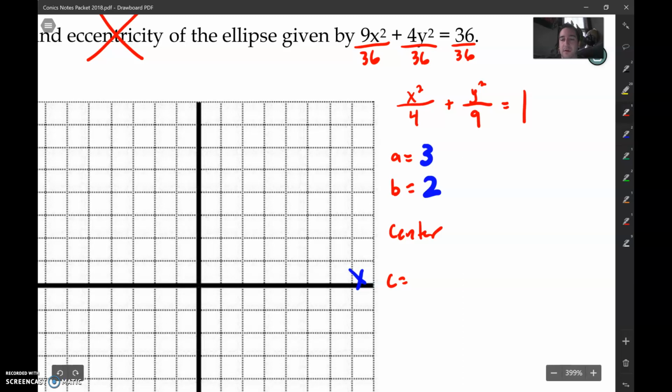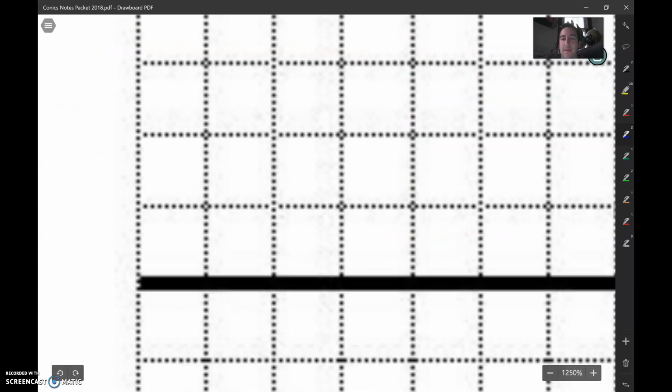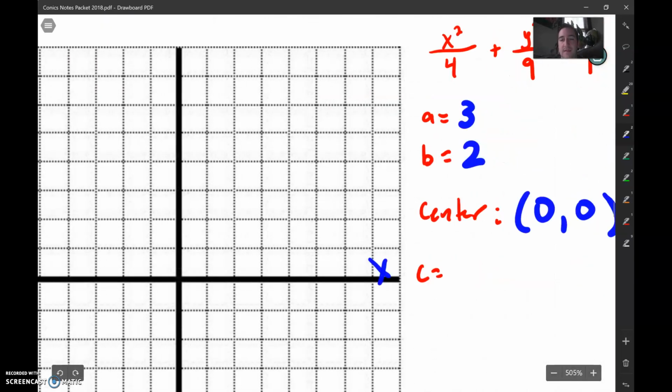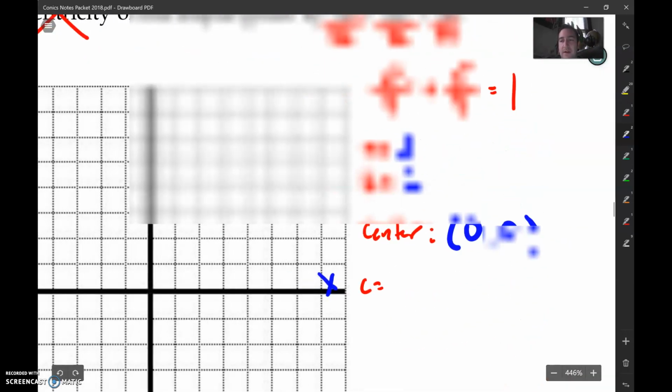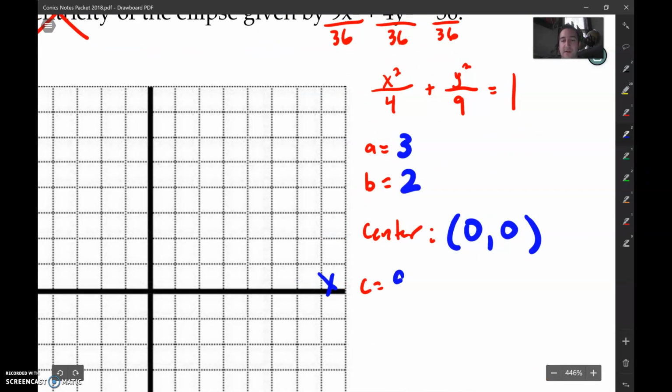My center, there's no H or K, so my center must be on the origin, 0, 0. It's nice when that happens. And then I need to find my C value. The C value, this is where it's a little just memorization. You use this: C squared is equal to A squared minus B squared. So I go down here and I say that C squared is equal to A squared, so 9, minus B squared, which is 4. So C squared equals 5. So what does C equal? The square root of 5.